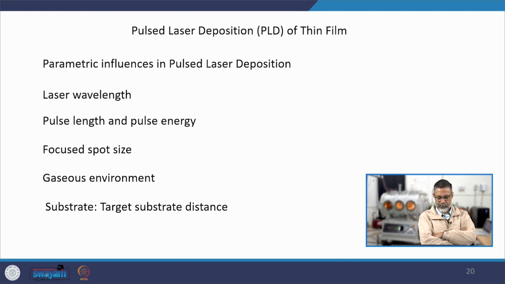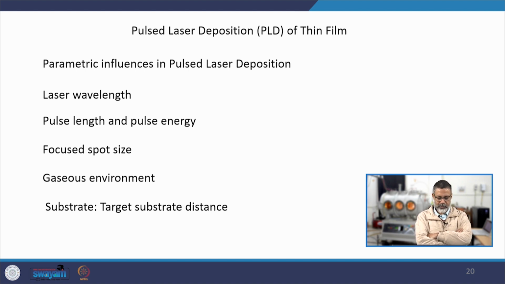So, another thing is the pulse energy. As I have told you, the pulse energy is very important, because if that energy is more, then it can re-ablate the material from the substrate, and if it is very low, then it will not reach the substrate. Another important thing is the focus spot.